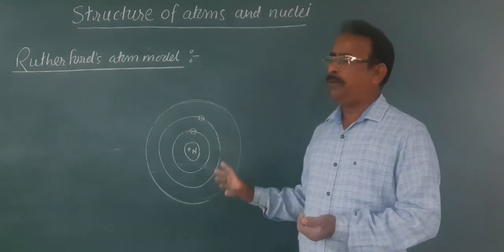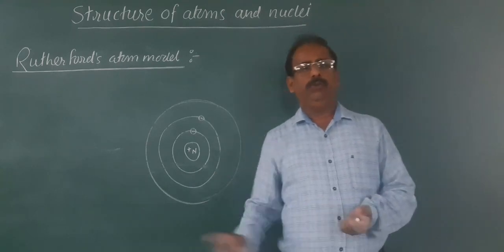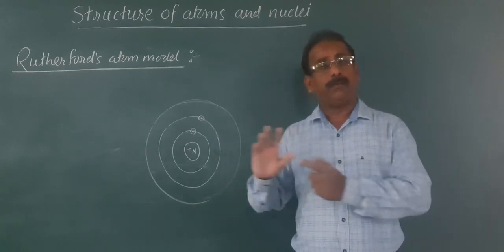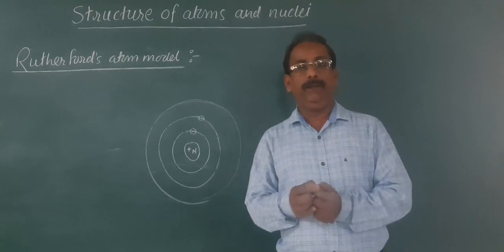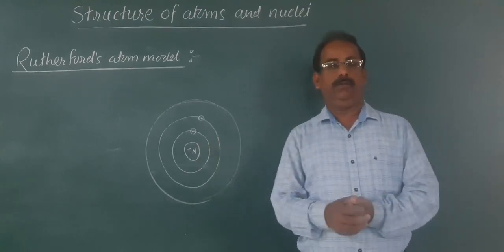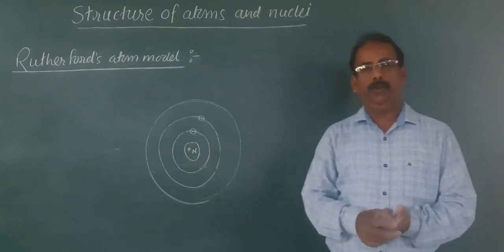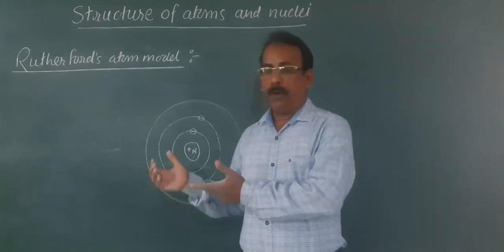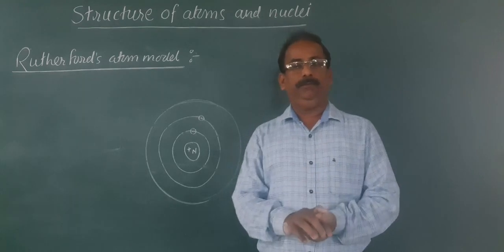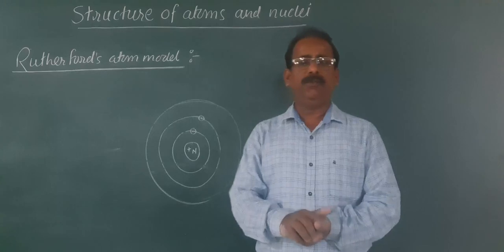This is Rutherford's atom model. Today, we have not rejected this model, but we have also not accepted it completely. Why? There are some drawbacks in this model. What are the drawbacks? See here. Some postulates of Rutherford's model we have accepted, not completely.